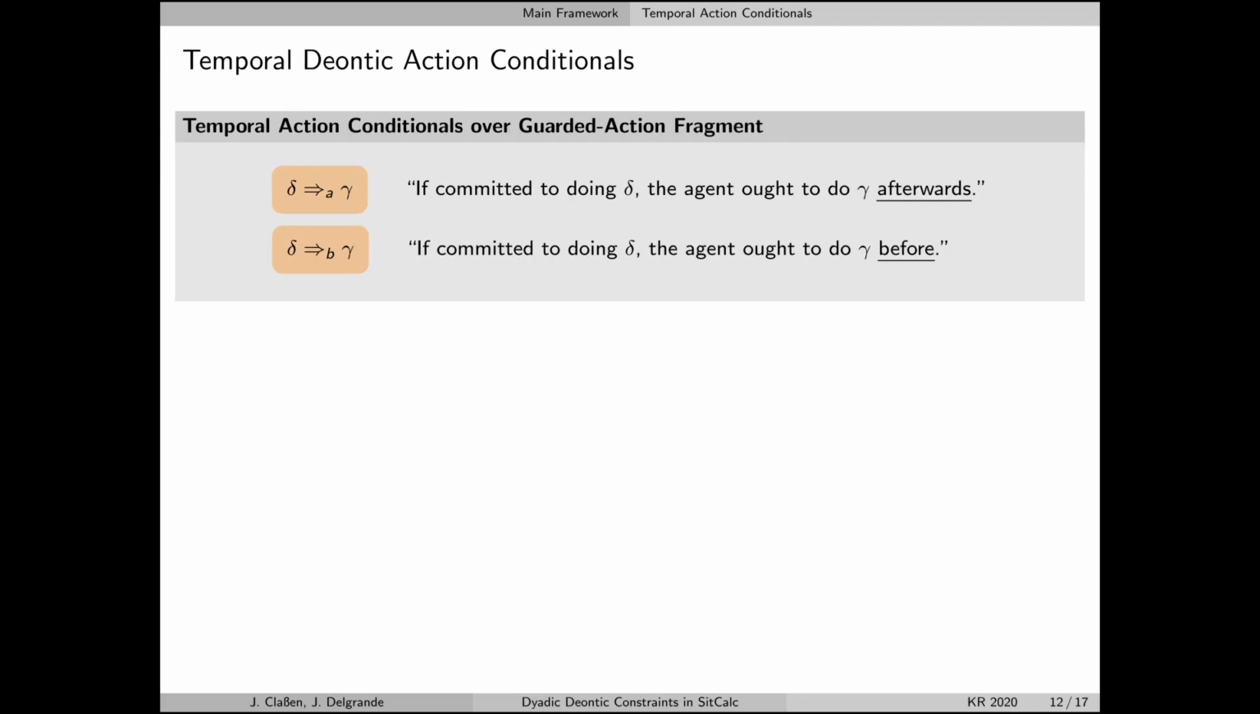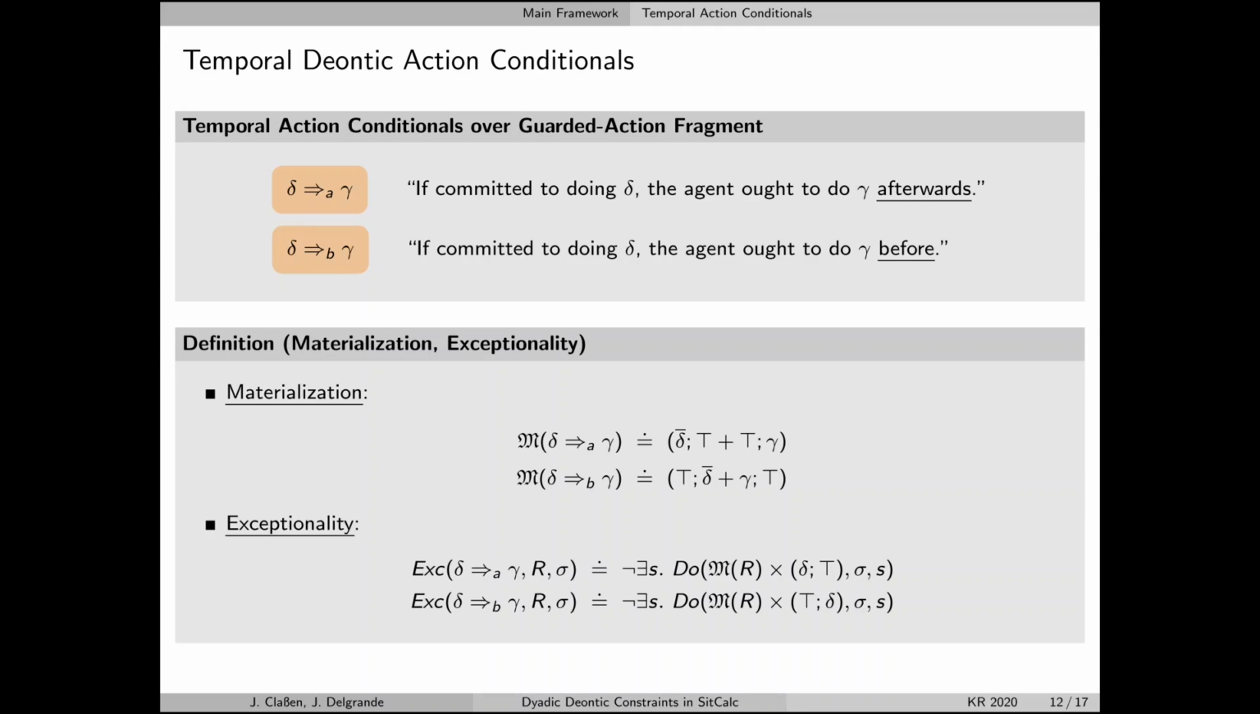In addition to what we just saw, we also consider temporal action conditionals. Here we have two different styles of rules. One to express that if committed to do delta, the agent ought to do gamma afterwards, and similar for before. We have to adapt the notions of materialization and exceptionality accordingly, now taking into consideration that rules talk about sequences of two actions, and depending on which style of rule is being used, the antecedent refers to the first action and the consequence to the second, or vice versa.